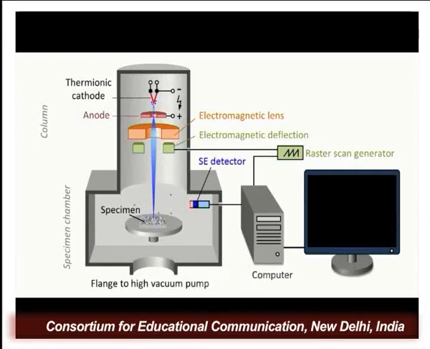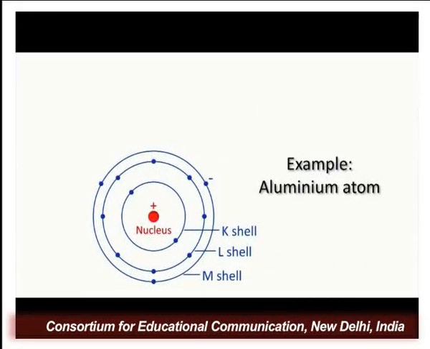Now next we see that the electron beam falls upon the specimen, then what type of output will we get? We will get secondary electrons ejected from the specimen. Here we are taking the example of the aluminum atom, where you see the K shell, L shell and M shell, and at the center there is a nucleus. The primary electron strikes the inner electron, and then secondary electrons are ejected.